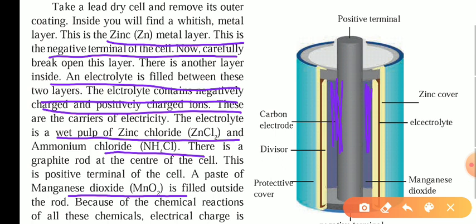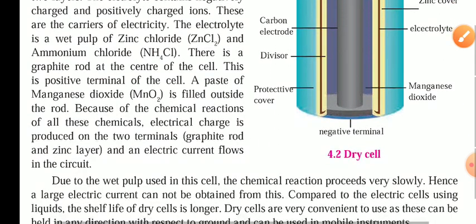That chemical reaction is not a part of this chapter. It is given only for understanding. Charge is produced on the two terminals, the graphite rod and the zinc layer, and an electric current flows in the circuit.